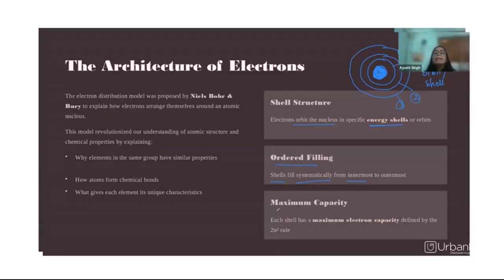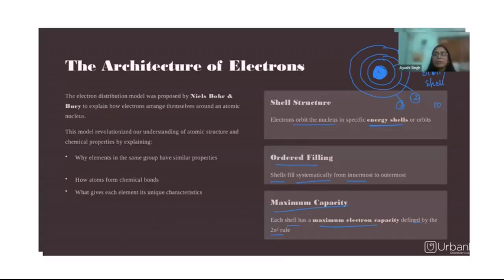And there is a maximum capacity. Like I told you, we cannot fill each shell with 10 electrons each. We cannot distribute electrons equally between them. There is a limited capacity of each shell. Each shell has a maximum electron capacity defined by the 2n square rule that we have discussed. Again, we will discuss in depth how it works for us.